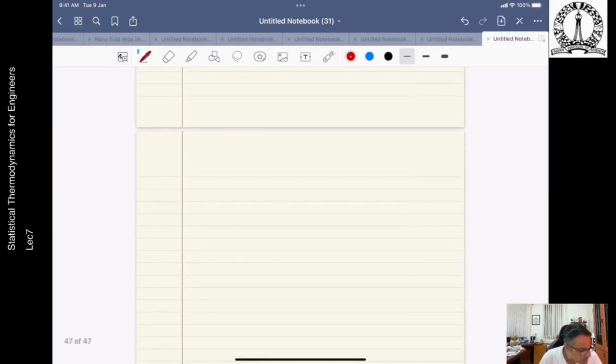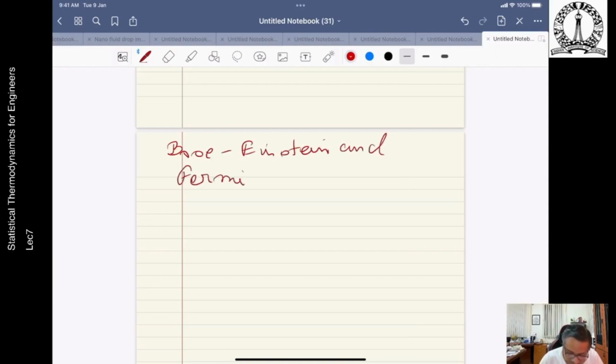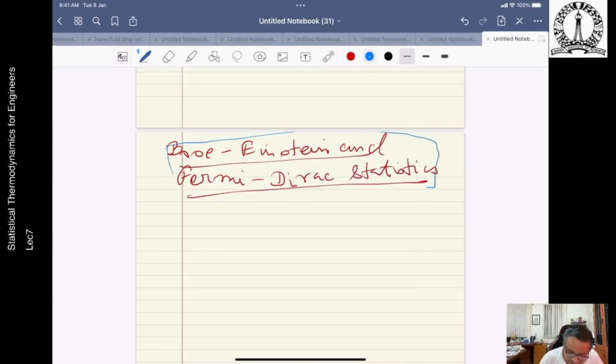So let us now look at the first level of statistics. Because we have now covered the different aspects of macrostate and microstate, and we know distinguishable and indistinguishable particles also, we are going to look at Bose-Einstein and Fermi-Dirac statistics.